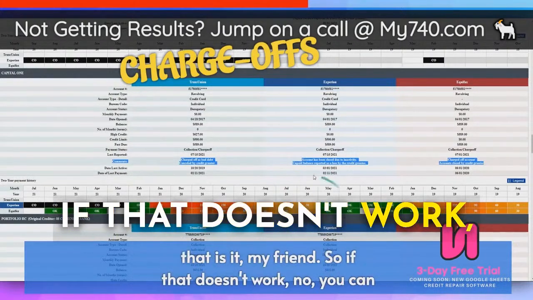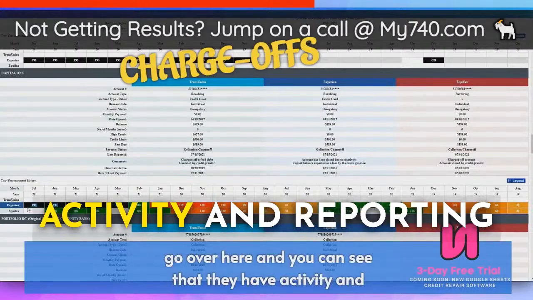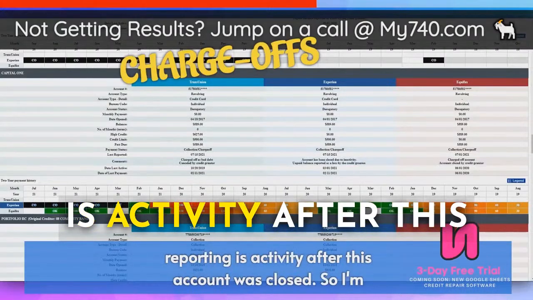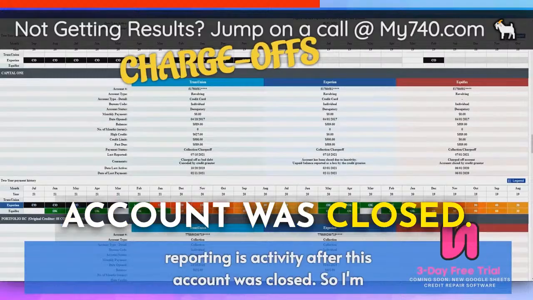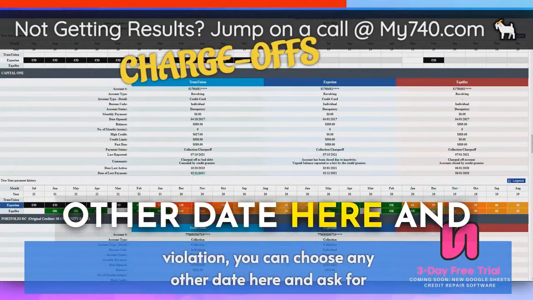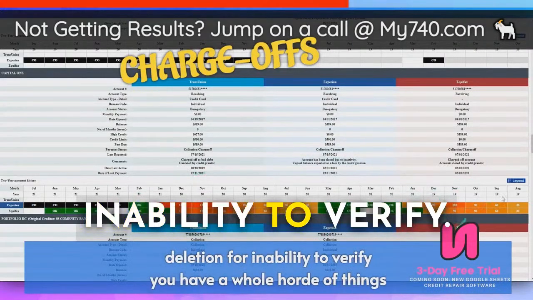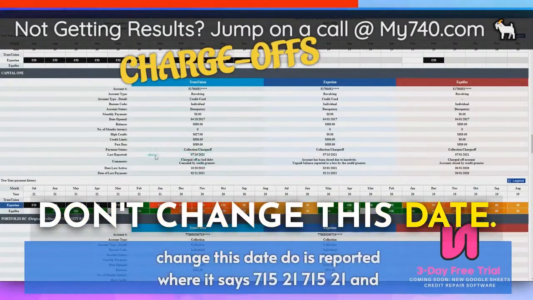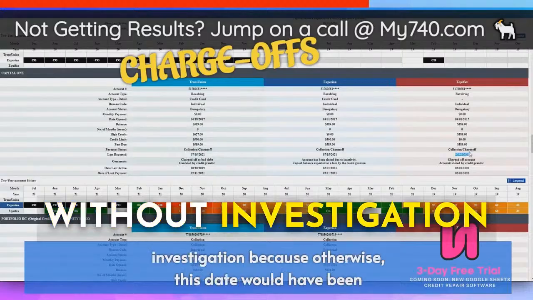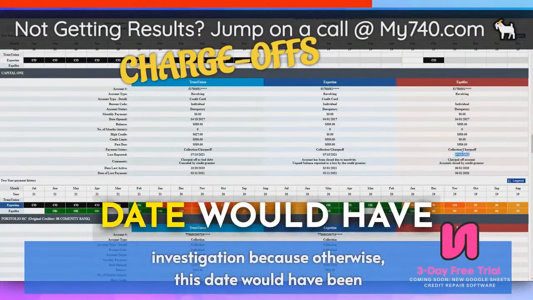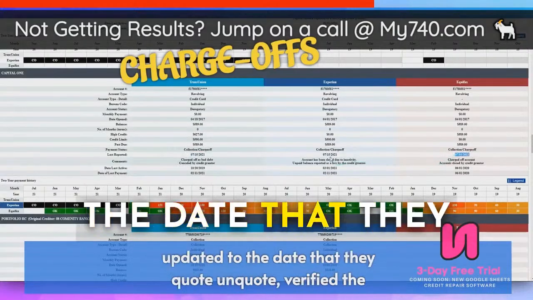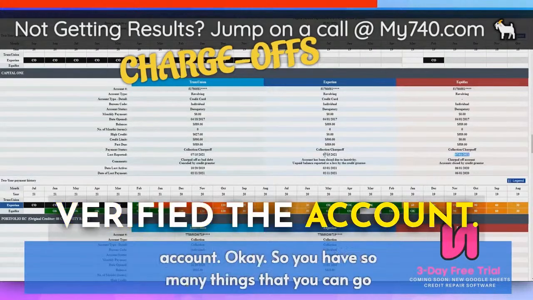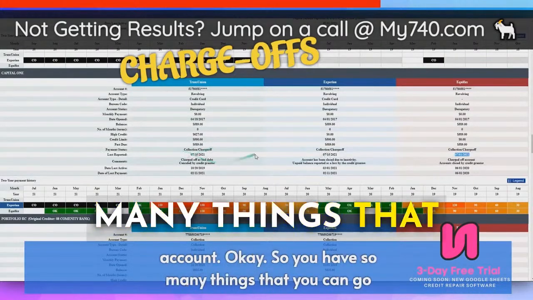If that doesn't work, you can say they have activity and reporting is activity after this account was closed. You can choose any other date here and ask for a deletion for inability to verify. Now, if they say it's verified, but they don't change this date, it means they verified without investigation. Otherwise, this date would have been updated to the date that they quote unquote verified the account. So you have so many things that you can go after.